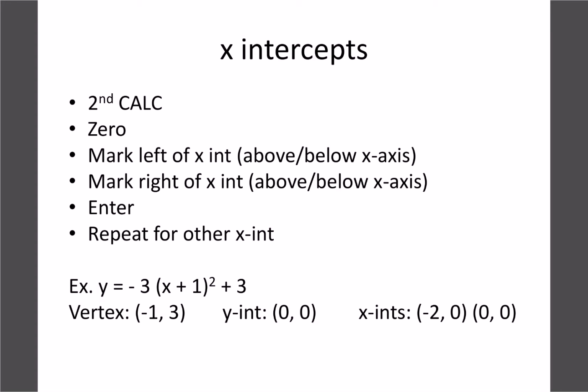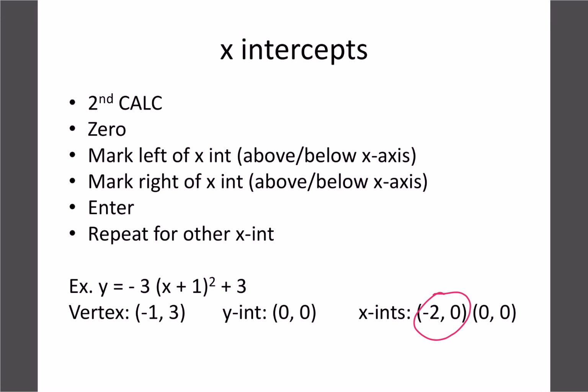To get our x-intercepts, it's a little bit more difficult because we can't put in a value of y of 0. It would be nice if we could, but your calculator's not programmed that way. So we have to figure out where those two x-intercepts are manually. Go second calc zero, and in this case you have to move your cursor left and right of each zero, which is above and below the x-axis. If we go to the one on the far left, hit enter, go above the line, hit enter, enter again, that gives us -2, 0.